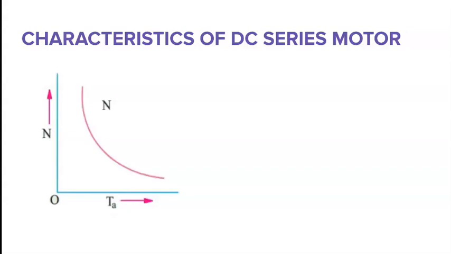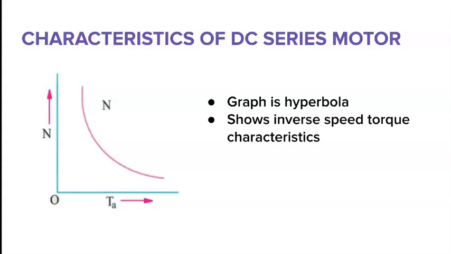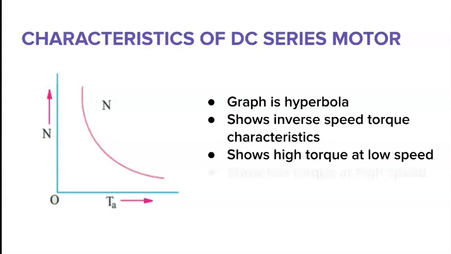The next characteristic is speed versus torque characteristics. This graph is a hyperbola. What does it mean? It means if the graph is a hyperbola, it shows inverse speed torque characteristic, which means it shows high torque at low speed and low torque at high speed. Again, this characteristic is also desirable for a traction motor.